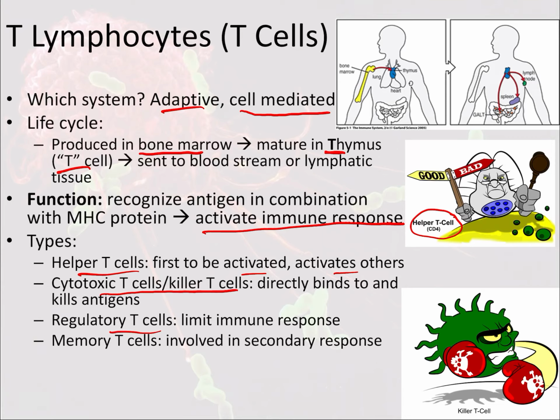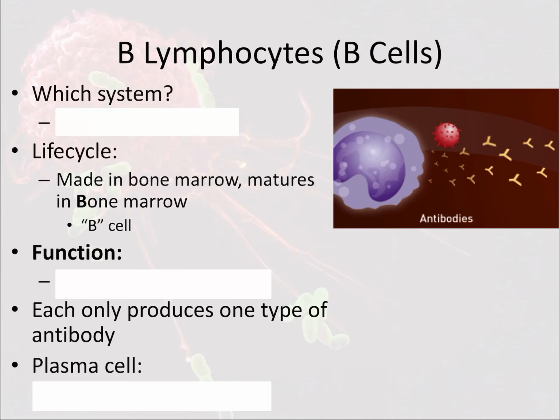We have regulatory T cells, which limit the response, slow things down, and then memory T cells, which are going to be there, remembering what that antigen looks like, remembering how to destroy it if it comes in again next time. And then we've got B cells.